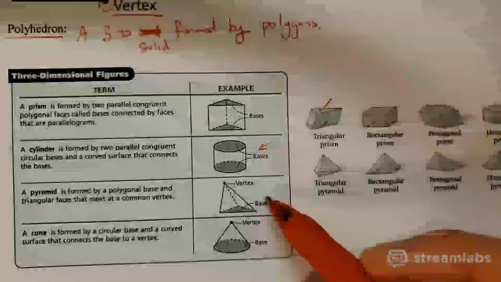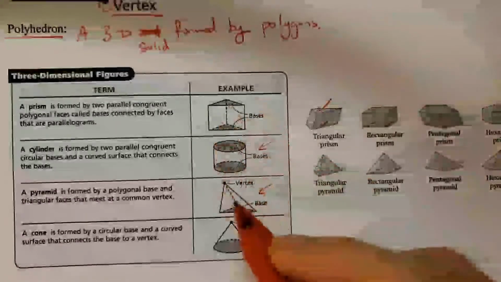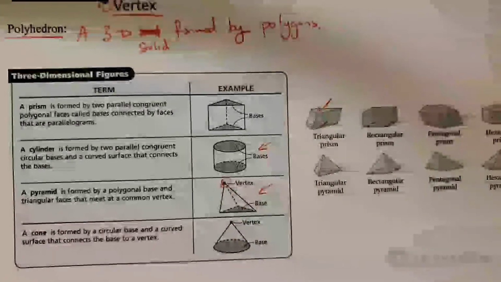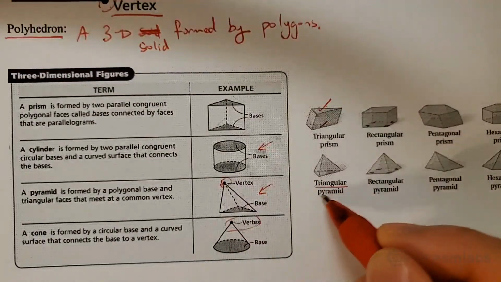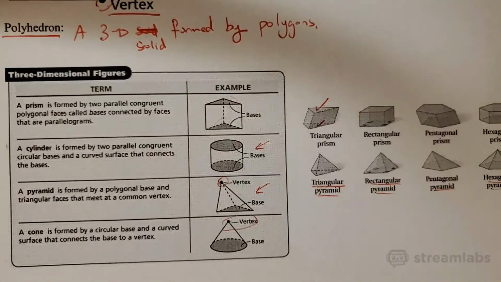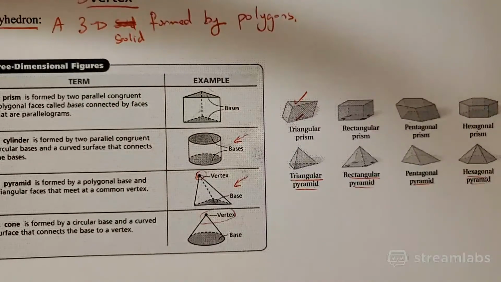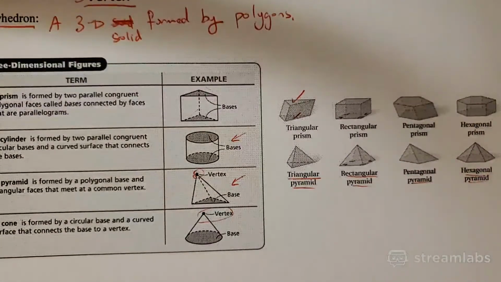The next thing is called a pyramid. A pyramid is like a prism, but you only have one base. The other end converges to a point, and that point is an extra vertex. Similar with a cone, but with a circular base. The naming is very similar as well. As you can see, the base shape determines what name it gets, like triangular pyramid, rectangular pyramid, pentagonal pyramid, hexagonal pyramid.